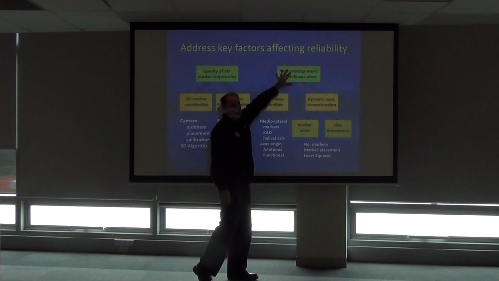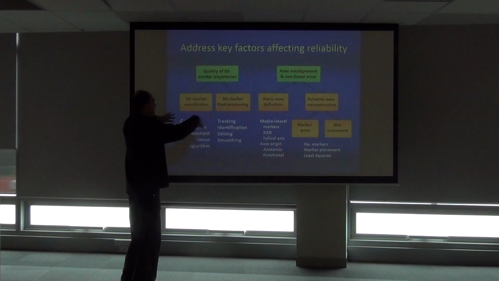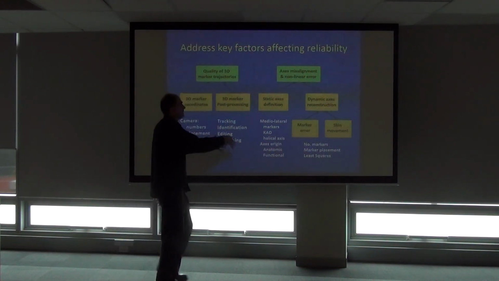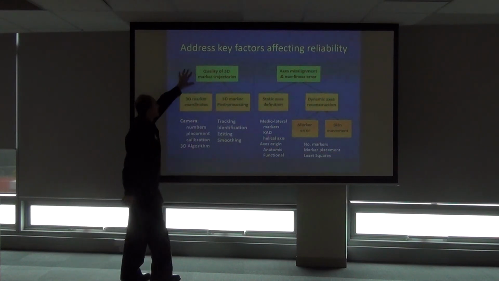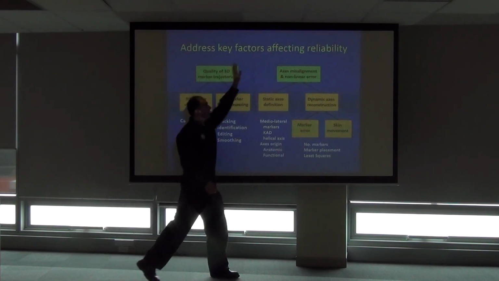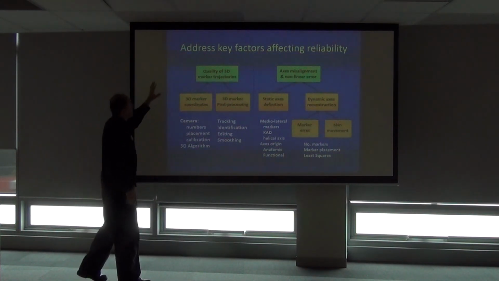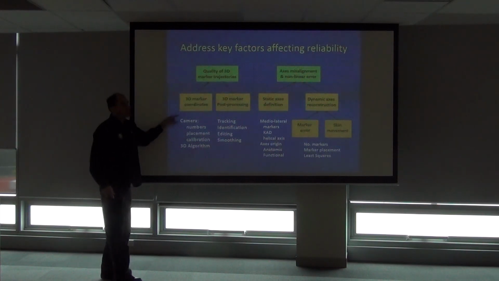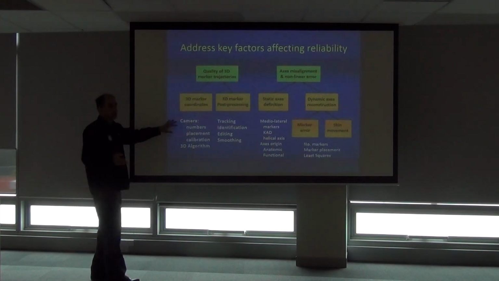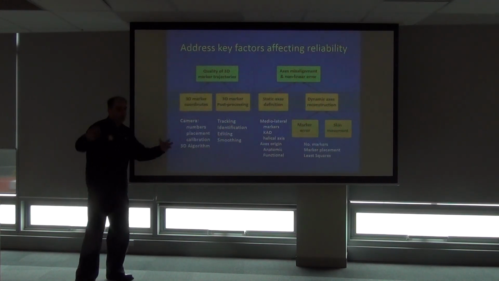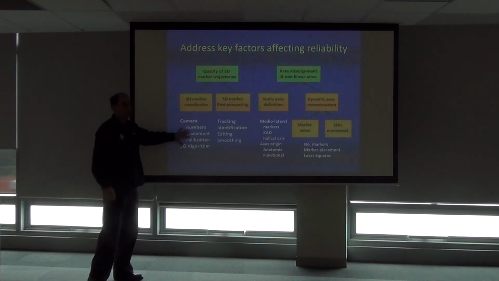I've got axis misalignment over this side, and I've got quality of 3D data on this side. That's two separate parts, like pre-process or pre-data and post-data stuff, kind of separate. So quality of 3D marker projection and the axis misalignment, the two big things affecting reliability. We've got 3D marker coordinates, so that's basically your cameras, your calibration, your placement of cameras, number of markers, your 3D reconstruction algorithm.